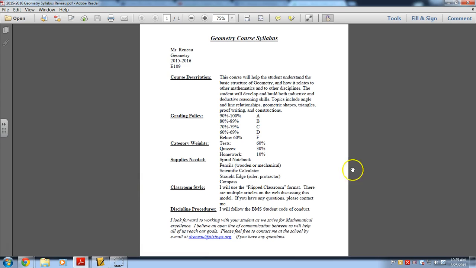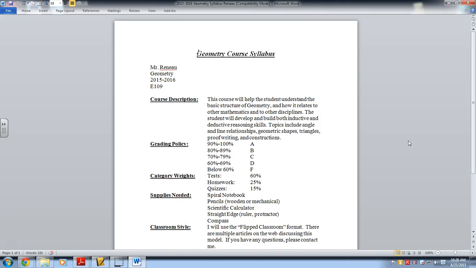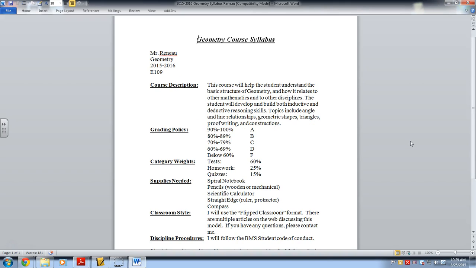So let's talk about geometry. Again, there's a course description. Grading policy is the same, just discussed in algebra. That has not been changed, but the category weights should be 60%. Let me go ahead and change that real quick. Okay, so let's look at this correctly. Sorry about that confusion. Again, the category weights are the same.